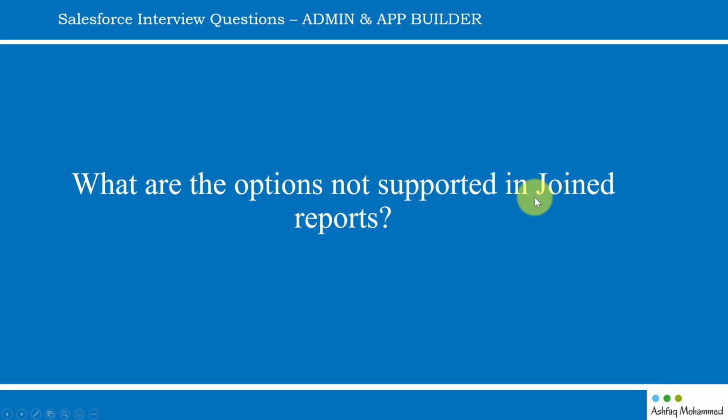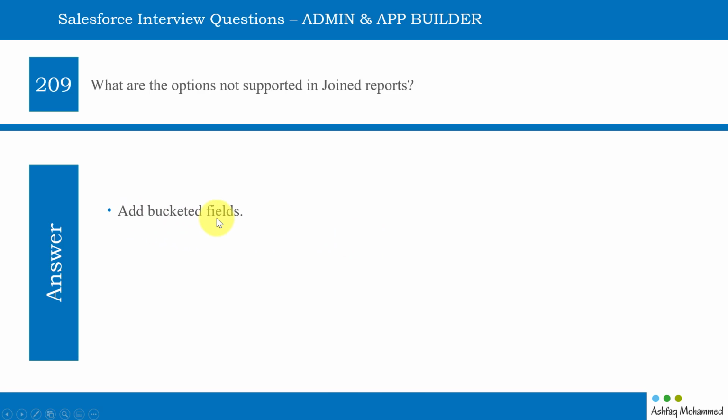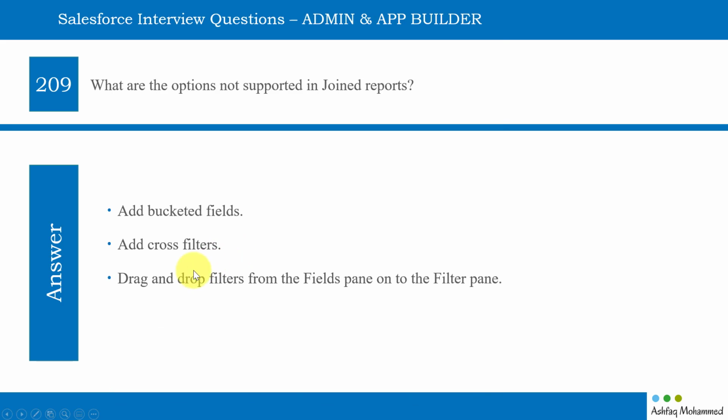What are the options not supported in joined reports? Okay, adding a bucket field is not supported in a joined report. Go ahead and try this. Adding a cross filter is not supported. Okay, cross filtering is not supported as well. Dragging and dropping filters from the fields pane to the filter pane is also not supported. Okay, try this as well. And applying conditional highlighting. So we cannot even apply conditional highlighting, right?